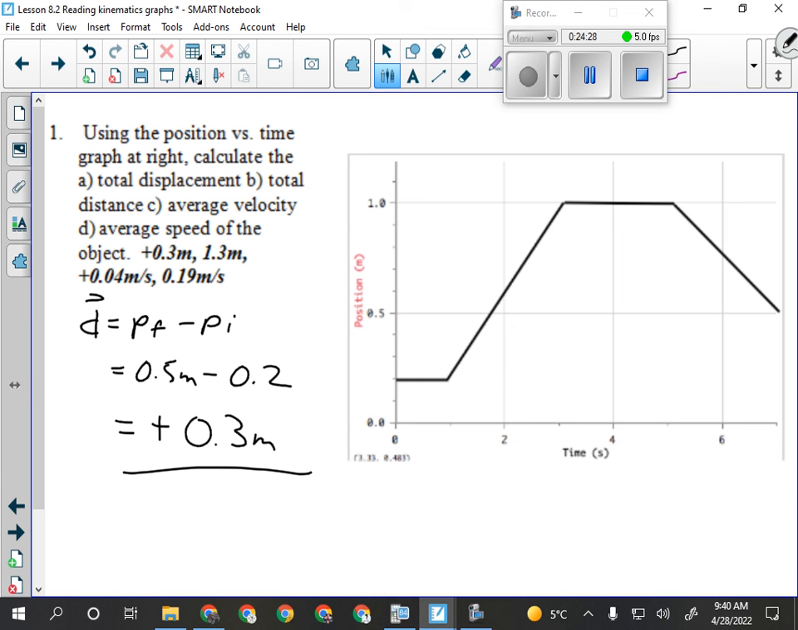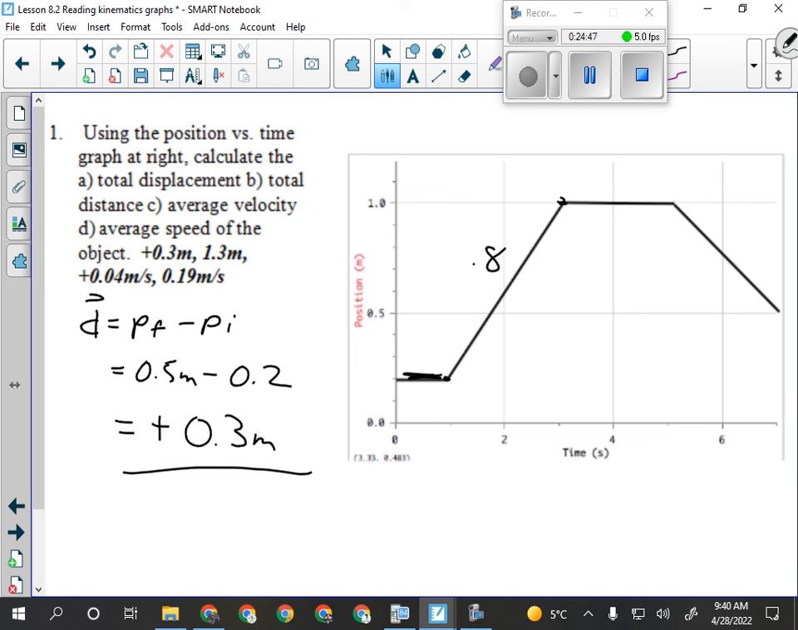All right, we want to find the total distance traveled. Now direction doesn't matter, but we got to do it piece by piece on the graph. How far does it go here? 0. Okay, then it goes from 0.2 to 1.0. So that's 0.8 meters. How far does it go here?